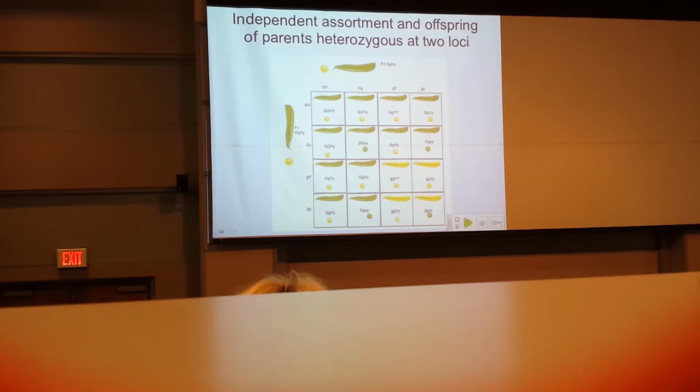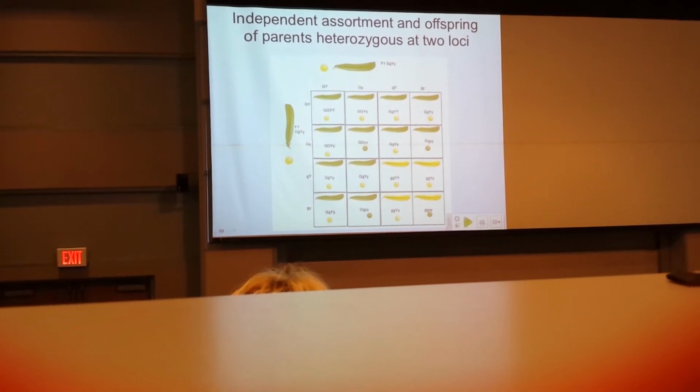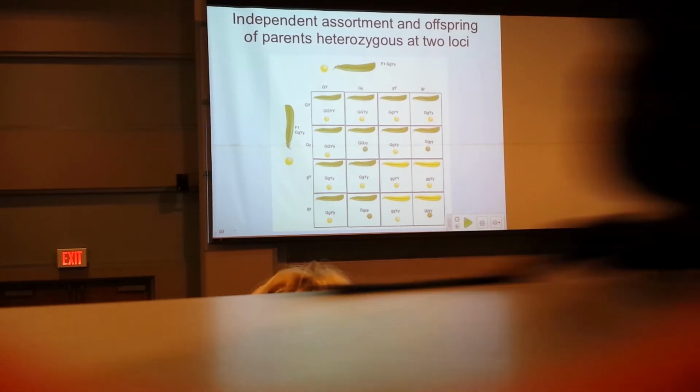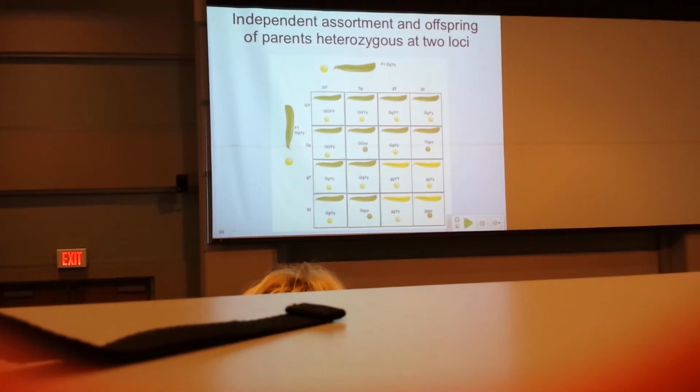So let's see, if that's the F1 generation, from looking at this, can you tell me if these genes are dominant or codominant? So in this case, they're both regular dominant, just like Mendel was working with this flower.